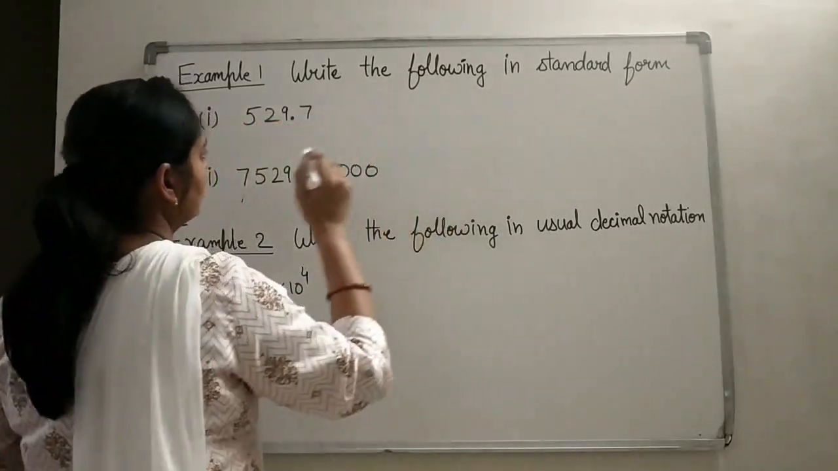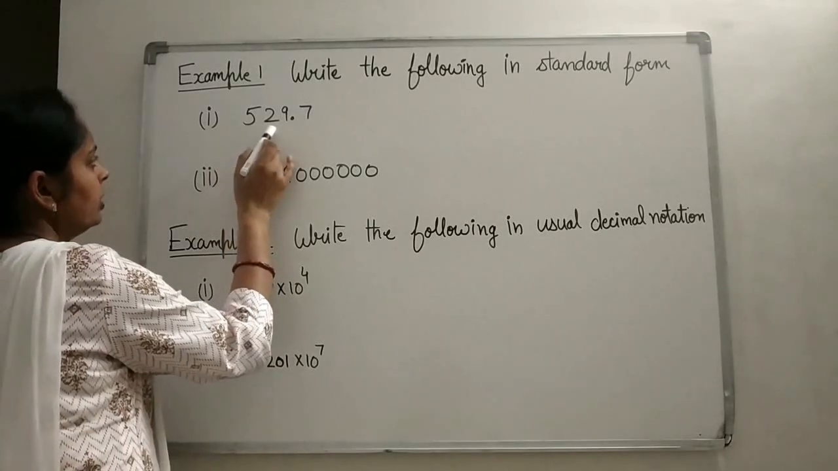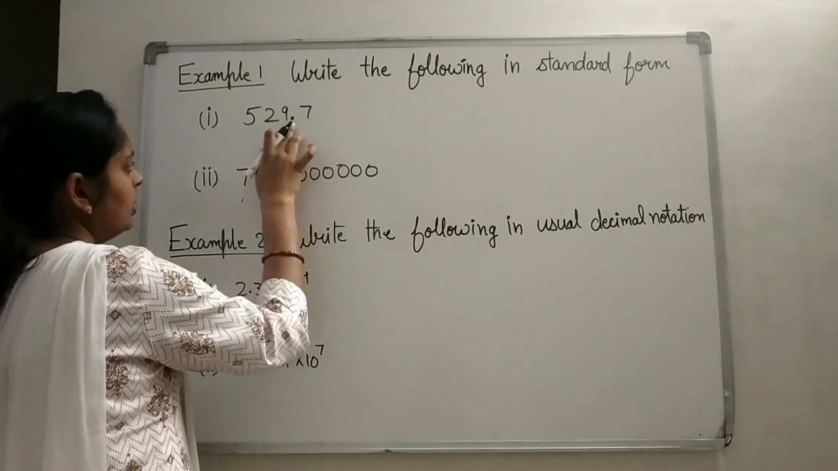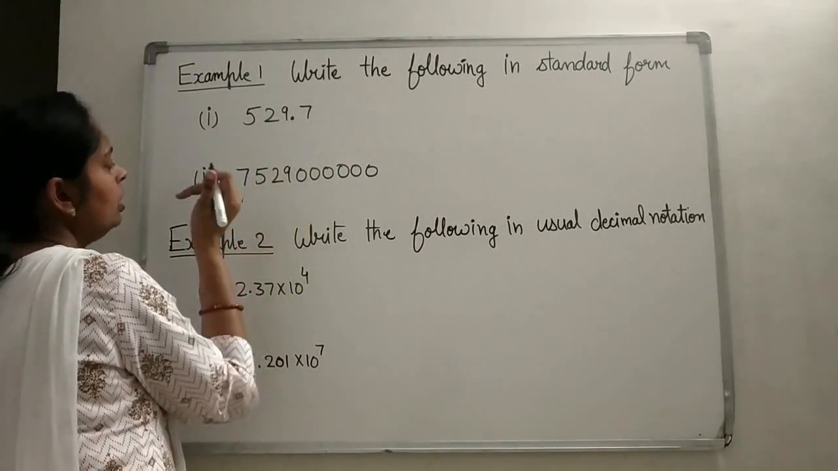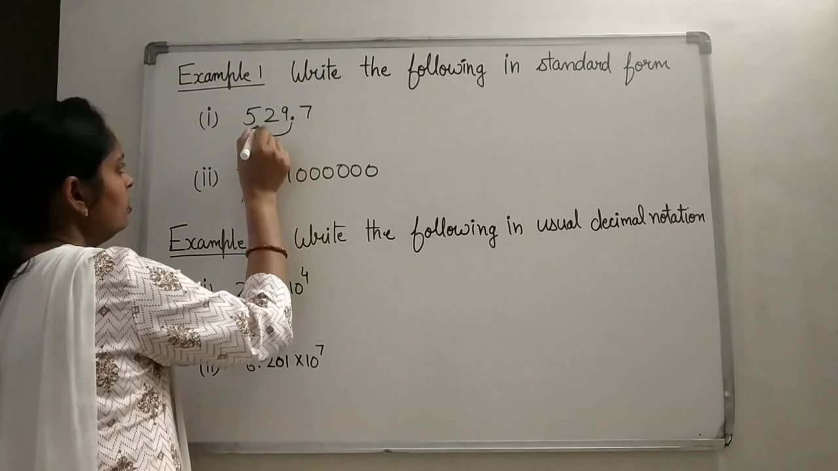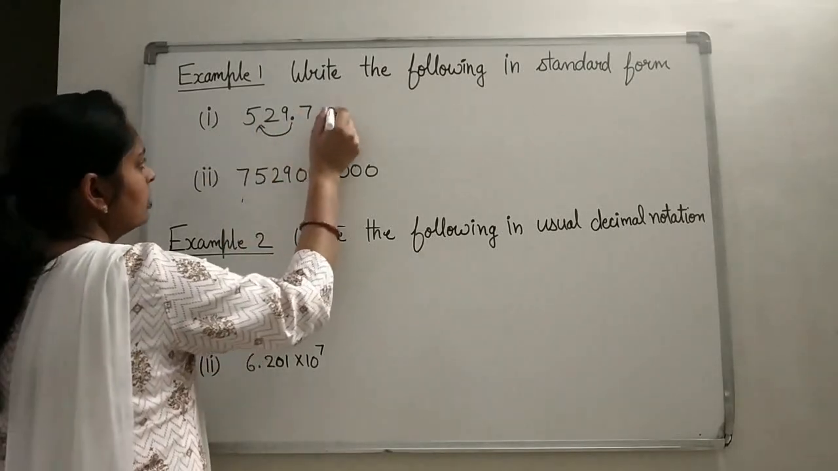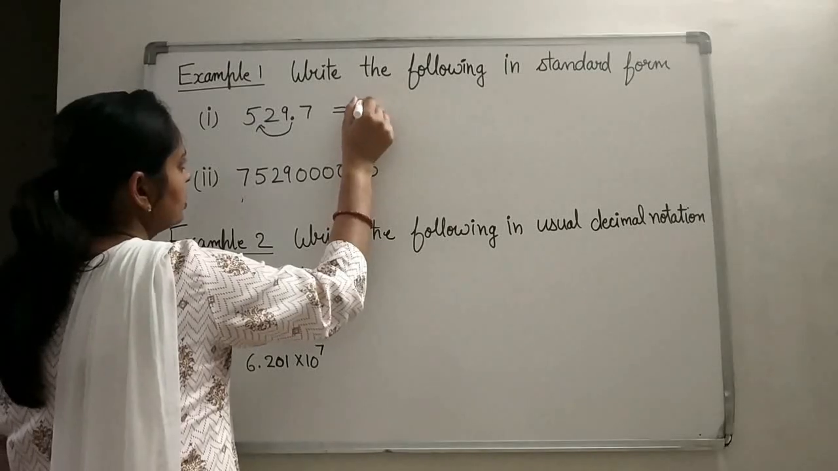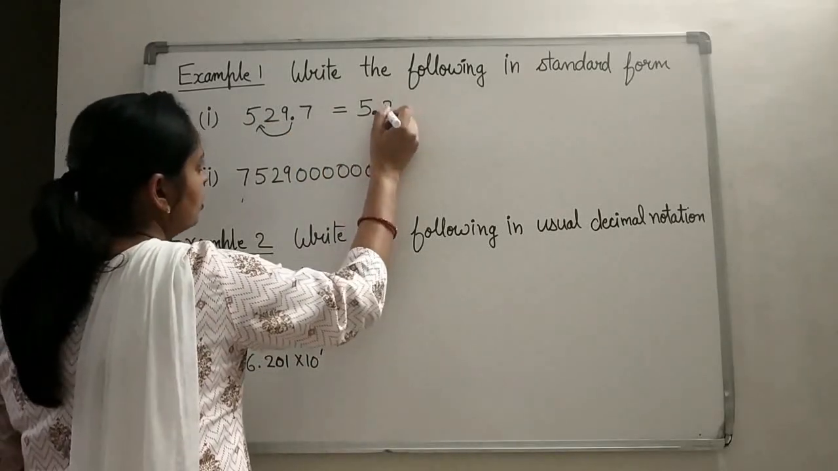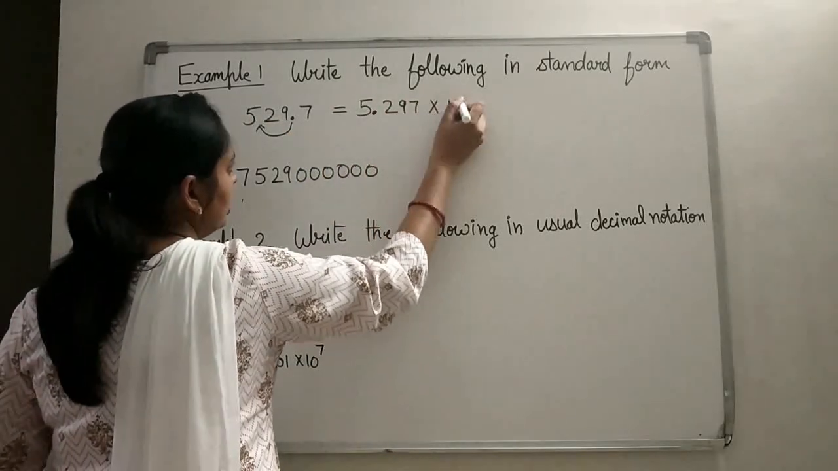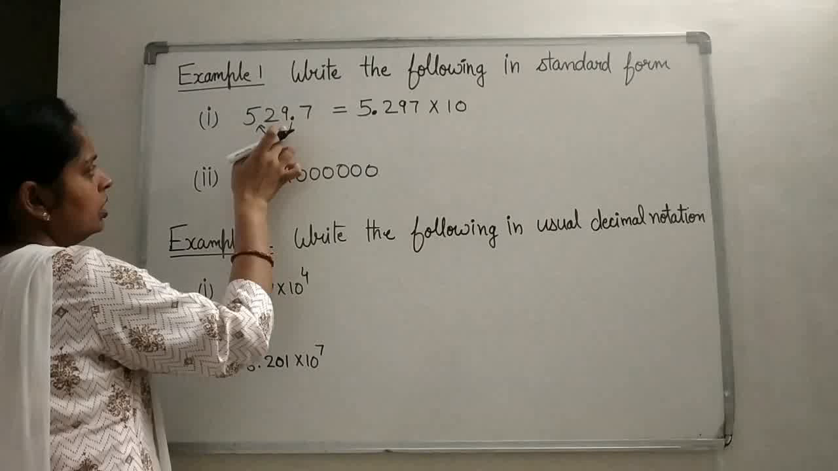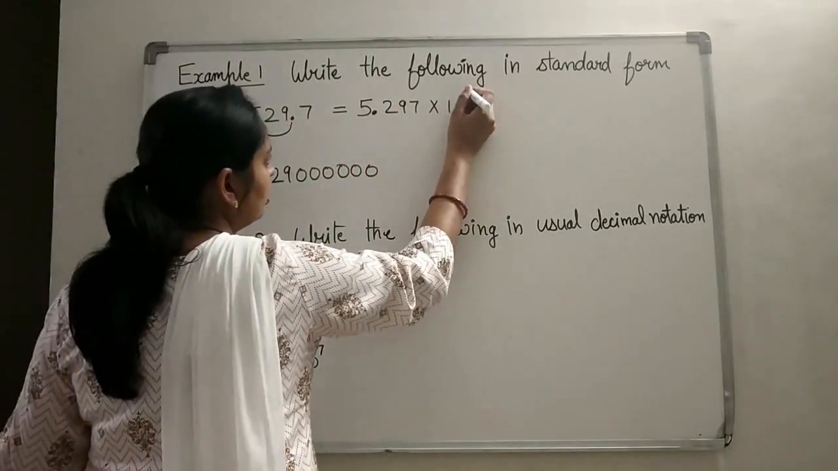Now see the example. Write the following in standard form. The first number is 529.7. We have to write it in standard form, which means we have to move the decimal in such a way that just before the decimal only one non-zero digit should be there. We have the decimal here, so we move it from there to here, because just before the decimal only one digit should be there. So 5 is the only number, and after that we put the decimal. What numbers are left? 297, into 10 to the power. How much movement have I done? I have moved to the left side 2 digits. The decimal place is moved 2 digits, so the power will be 2.